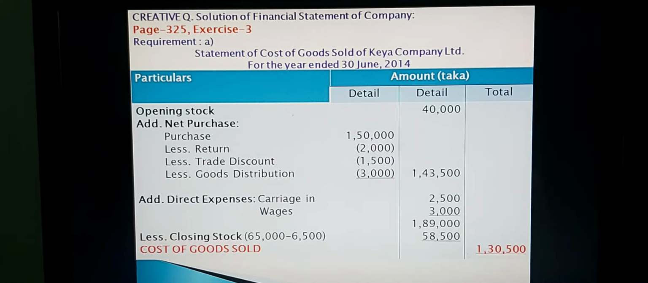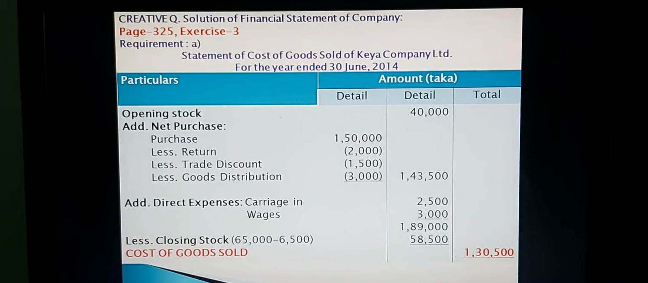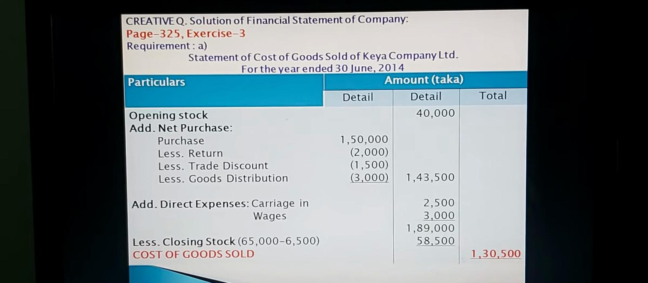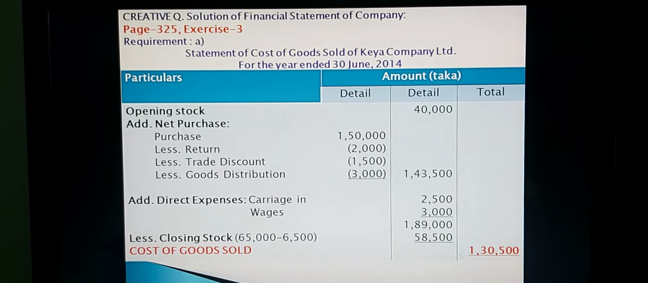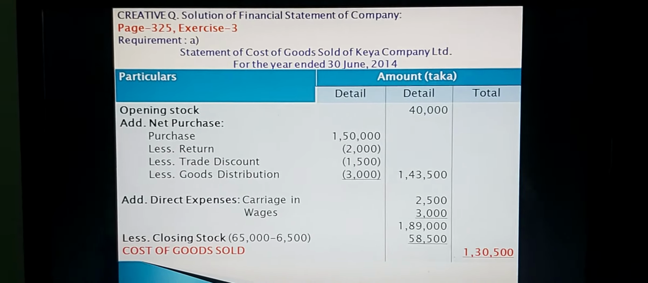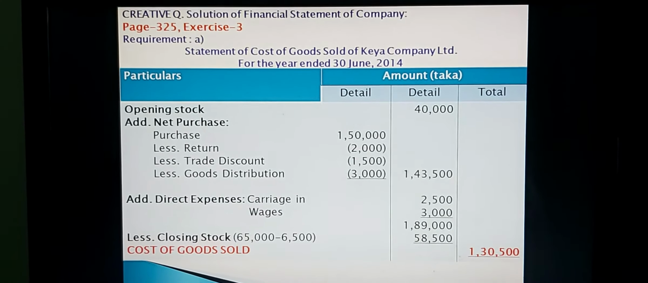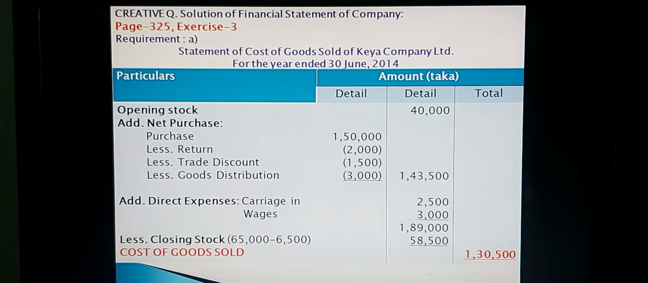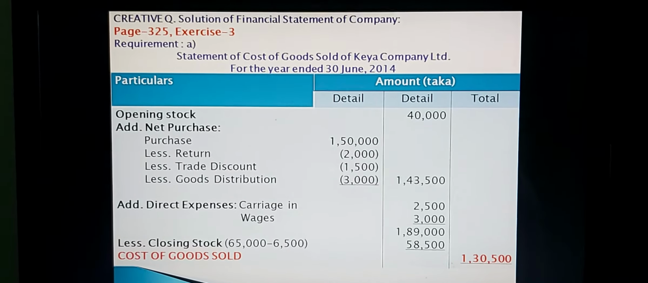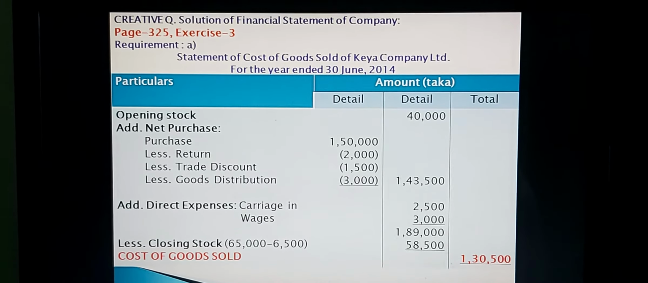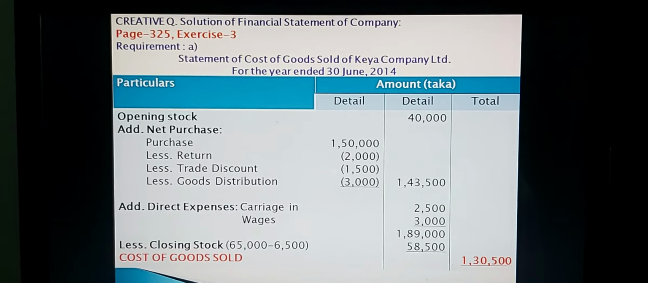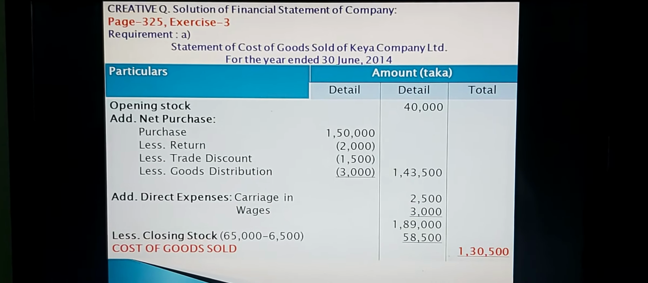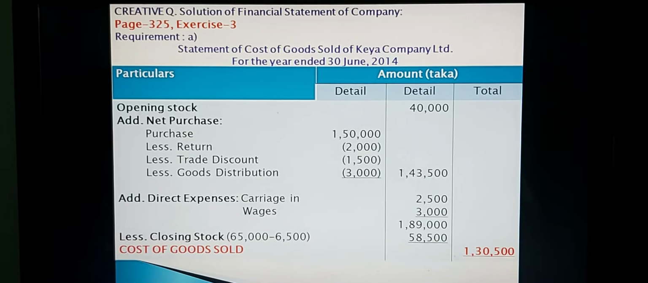for 3 requirements A, B and C. Every time you prepare a financial statement of a company, draw a format with 4 columns. First column is particulars, second one amount Taka detail, third one amount Taka detail, fourth one amount Taka total. Okay, take 3 pages for 3 requirements. First one cost of goods sold, second one net profit or loss, third one retained earnings statement.